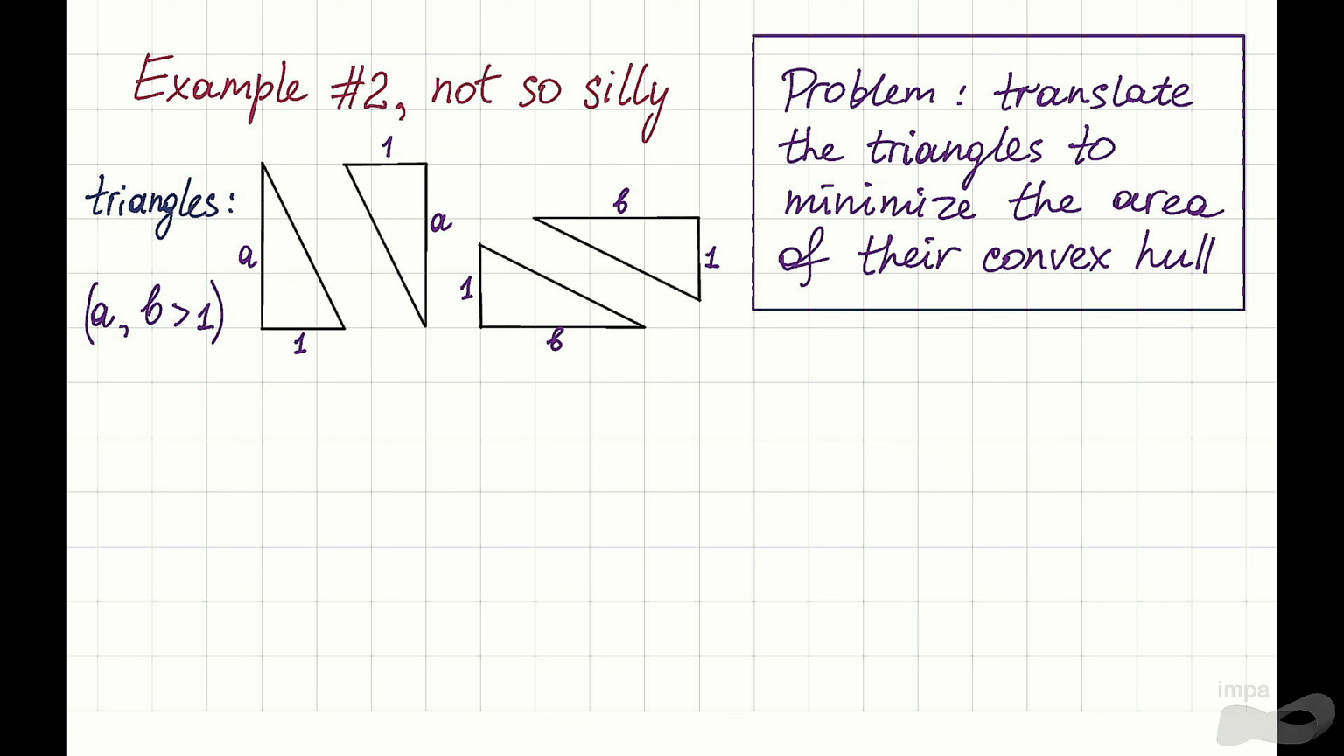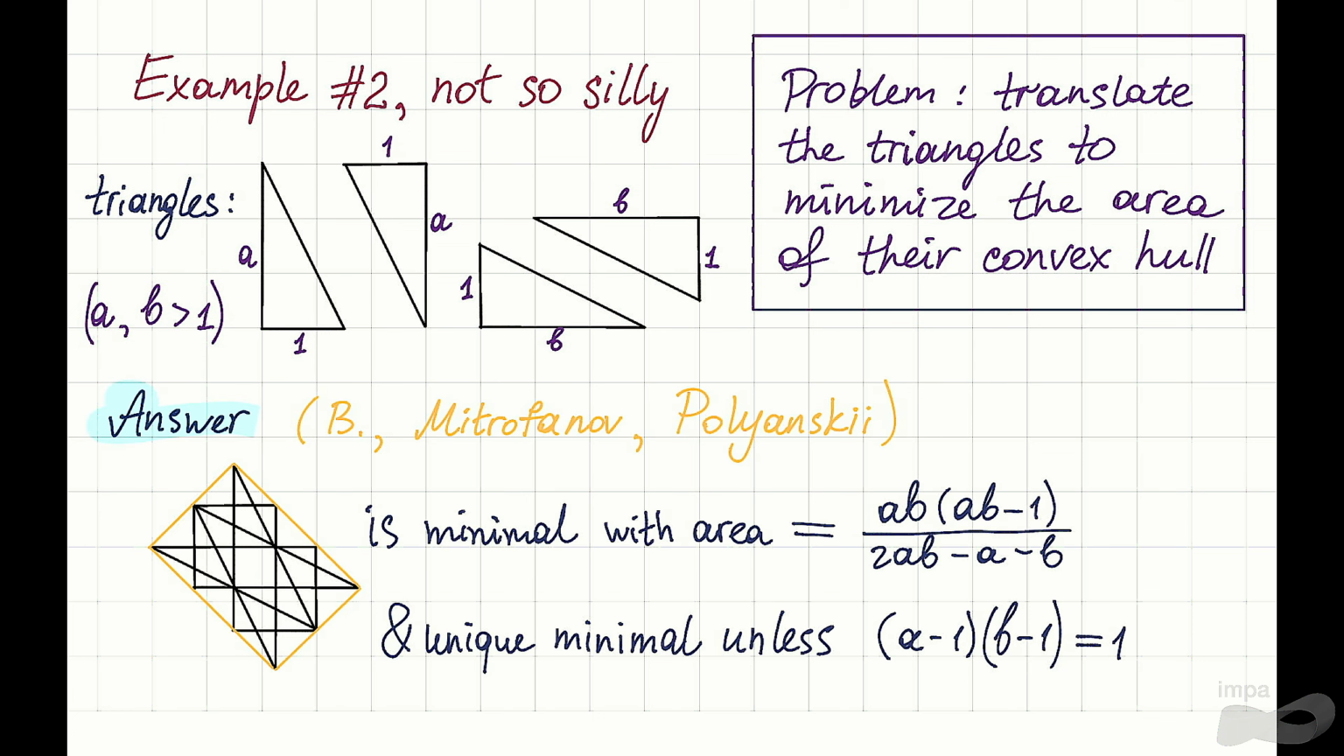I'll explain where this example comes from, but for now, let's try to guess the answer. It's not immediately obvious, and actually it took me 2 years and 2 collaborators to solve this particular example. That's why it's not so silly. We managed to prove this example, to find the answer for general a and b. In this particular example, a and b are equal to 2. And you can see this picture. You can convince yourself that all 4 triangles are inside. So that's the answer. That's the area.